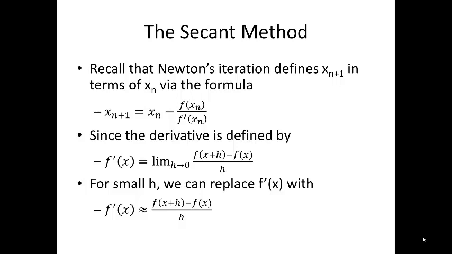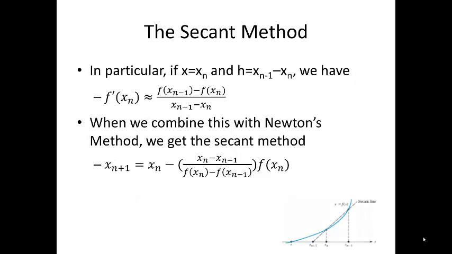And since we can define a derivative, you'll remember this from one of the first labs, f'(x) is equal to the limit as h goes to 0 of f(x+h) minus f(x) over h. And for a small h, we can replace f'(x) with the approximation f(x+h) minus f(x) divided by h. Using that formula, we can combine that with Newton's method.